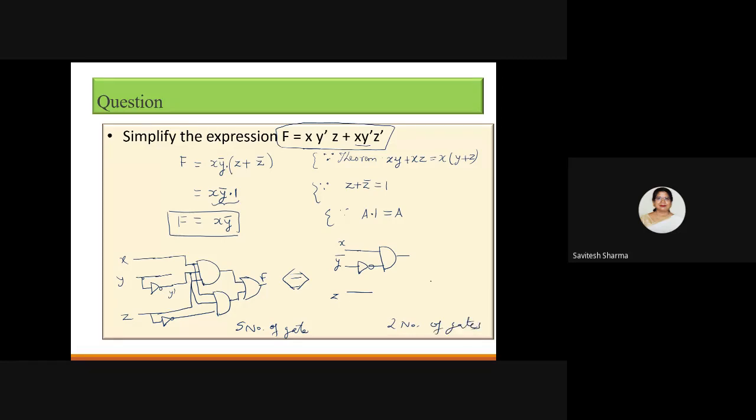So which one is good? This one is good. Suppose my constraint is that it should occupy less area. Then this second, simplified circuit is the good one. The purpose of simplification is to come out with the minimum hardware circuit. Both circuits will give you the same output, but see the beauty: one circuit requires 5 gates, another requires only 2.